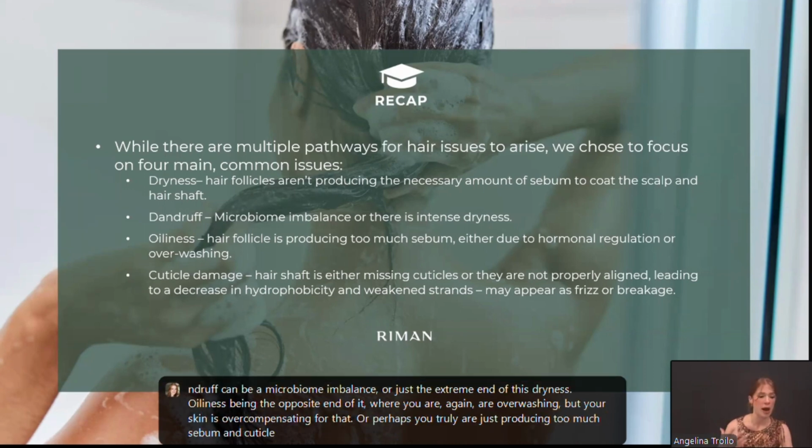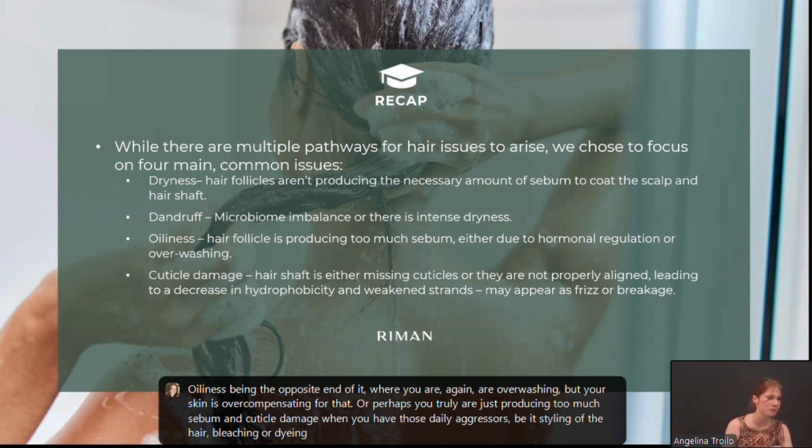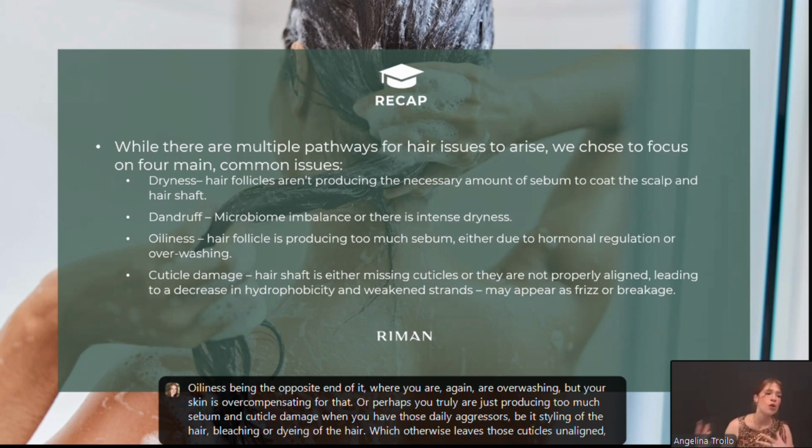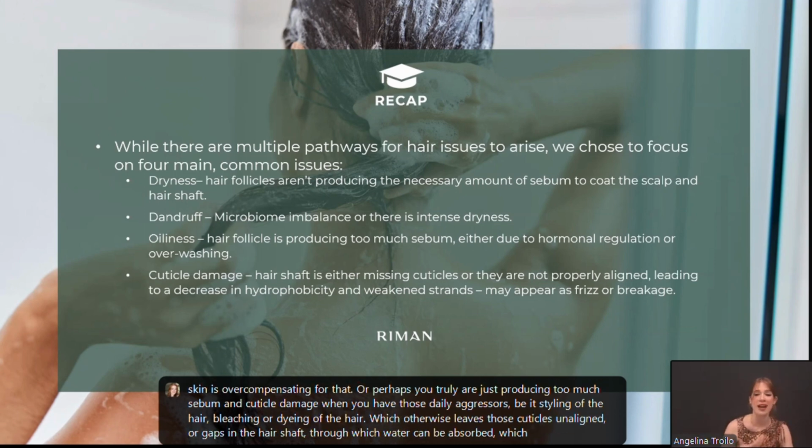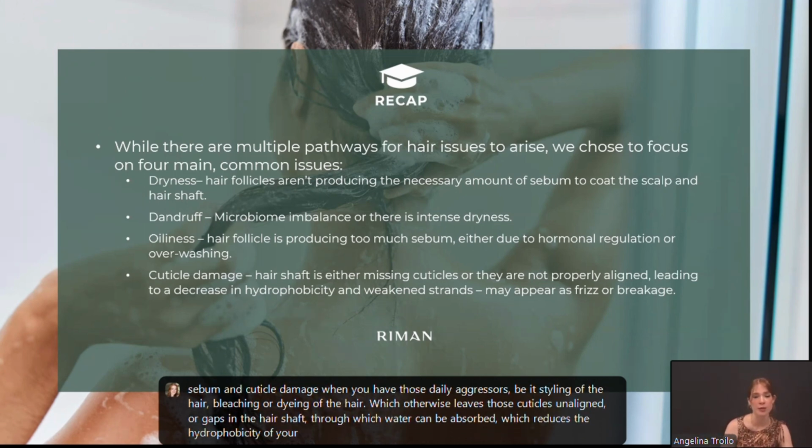And cuticle damage, when you have those daily aggressors, be it styling of the hair, bleaching or dyeing of the hair, which otherwise leaves those cuticles unaligned, or gaps in the hair shaft through which water can be absorbed, which reduces the hydrophobicity of your hair strand.